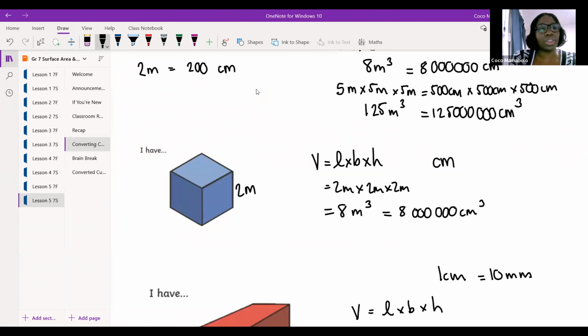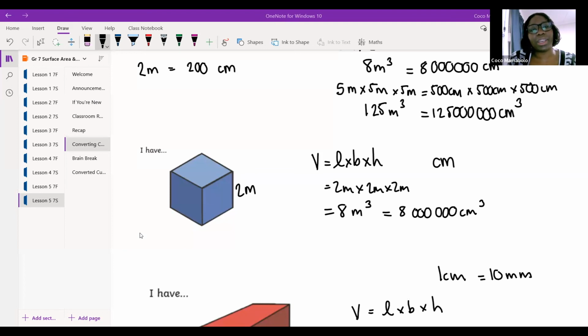Olwa says, miss, on the cube, isn't it 3 times 2? Okay, Ola, you've lost me a little bit. Do you want to unmute and ask that question? Hi, miss. I'm trying to say, you wrote 7 meters and then you wrote another 7 meters on the cube. But volume equals length times breadth times height, and they're only 2 numbers. So isn't it meant to be 3 sevens?